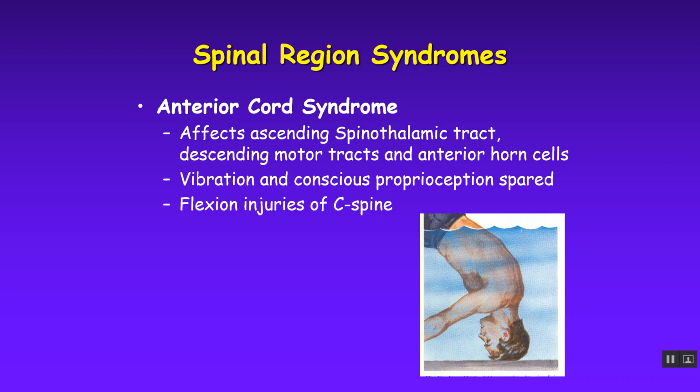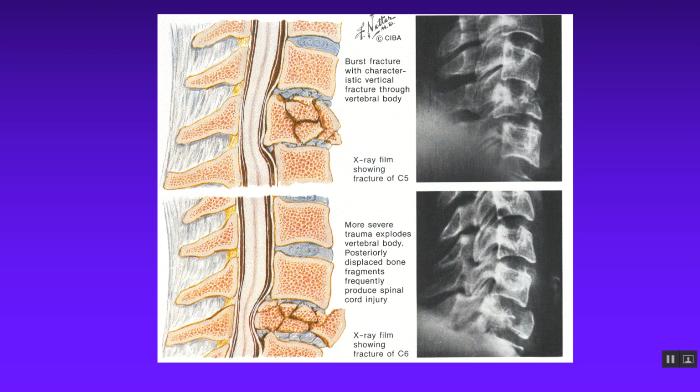Vibration and conscious proprioception, though, stay spared because they're the back part of the spinal cord. So they feel their legs, they feel everything. They feel it, but they don't pick up pain and temperature, okay? But they still feel their limbs. They may be paralyzed down their legs, but they can feel their legs, or they feel their arms, so they may be paralyzed there.